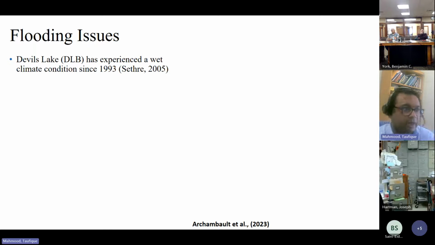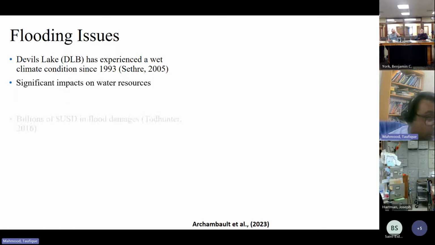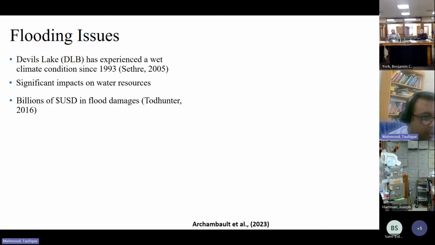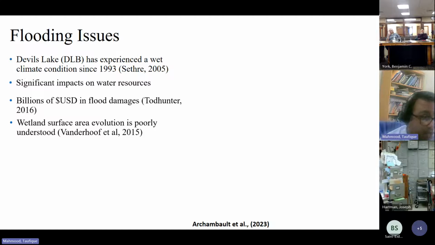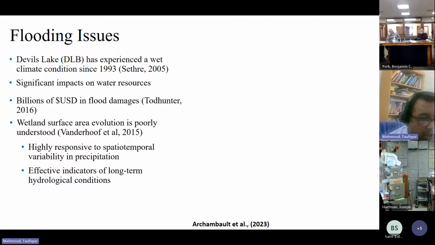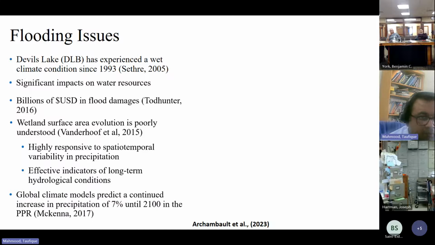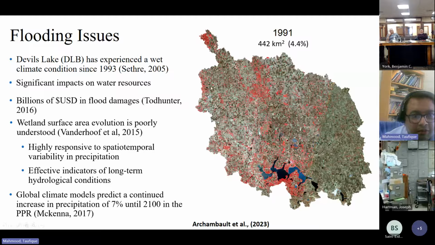So Devils Lake has experienced wet climatic conditions since 1993, with significant impacts on water resources. Like I said, billions of dollars in flood damages. And wetland surface area evolution here is poorly understood. We need to understand lake hydrology and wetland hydrology to effectively look at the mechanisms of hydrologic change. This is a 1999 Landsat image of the Devils Lake Basin.